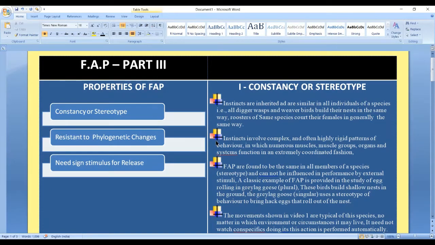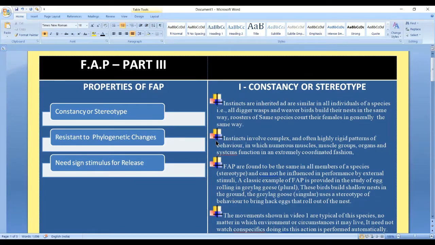Fixed action pattern part 3. In the previous two lectures we have studied what a fixed action pattern is. Then we studied some examples of the fixed action pattern, and how scientists have studied whether this is an innate fixed action pattern or a learned behavior, the Kaspar Hausers. Today we will study the properties of fixed action pattern.